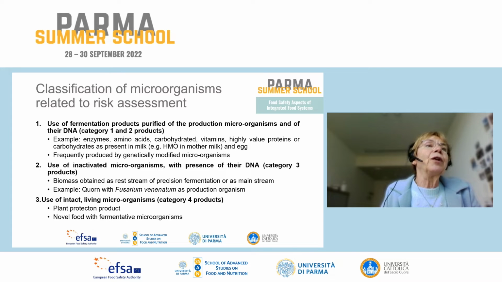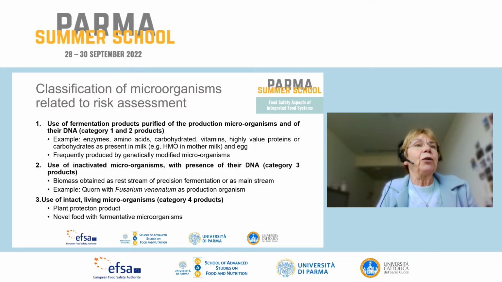The third group is then the category 4 products. These are products where you have intact living microorganisms introduced in the food chain. Important examples are plant protection products, for example, the spores of Bacillus thuringiensis, which are used as plant protection product and which is a category 4 product.